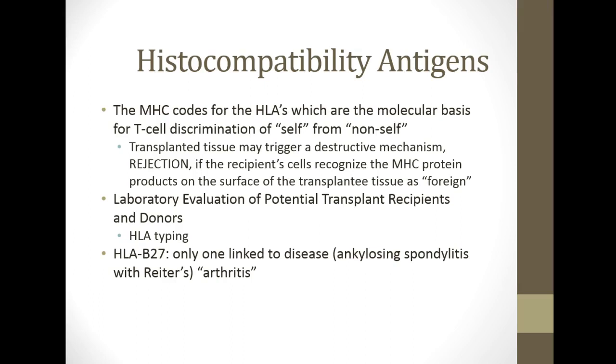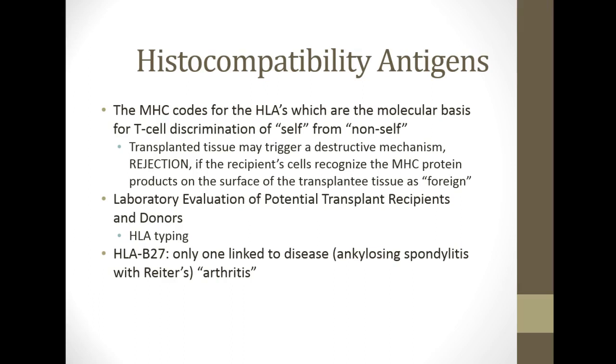It was fine when it was in Sally Sue because Sally Sue's major histocompatibility complex, those human leukocyte antigens, are known as self. Well, once it hits Kelly, her body's going to say non-self, non-self. So it's going to start making antibodies to destroy this foreign material. This transplanted tissue triggers a destructive mechanism we call rejection. And if the recipient cells recognize that major histocompatibility complex protein products on the cell surface, it calls them foreign.